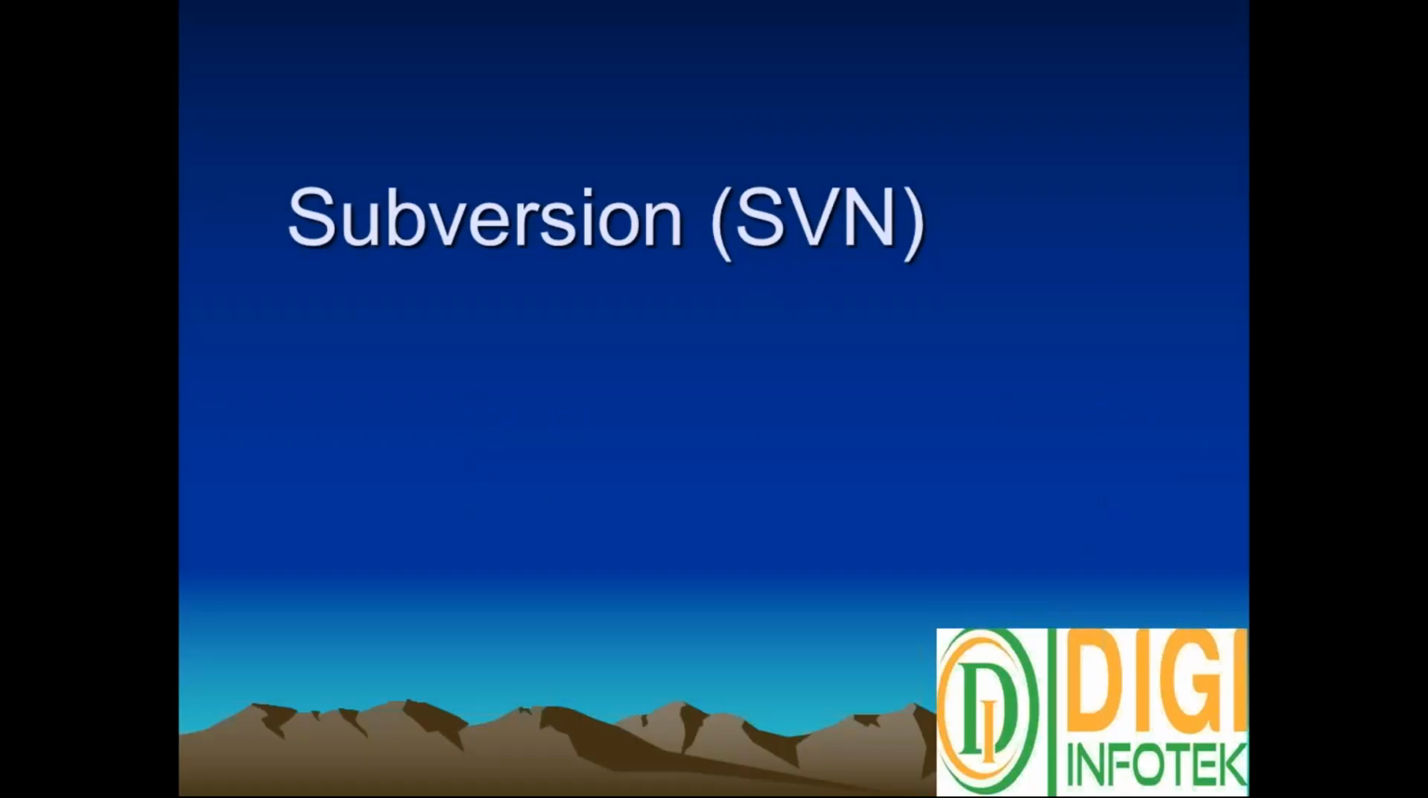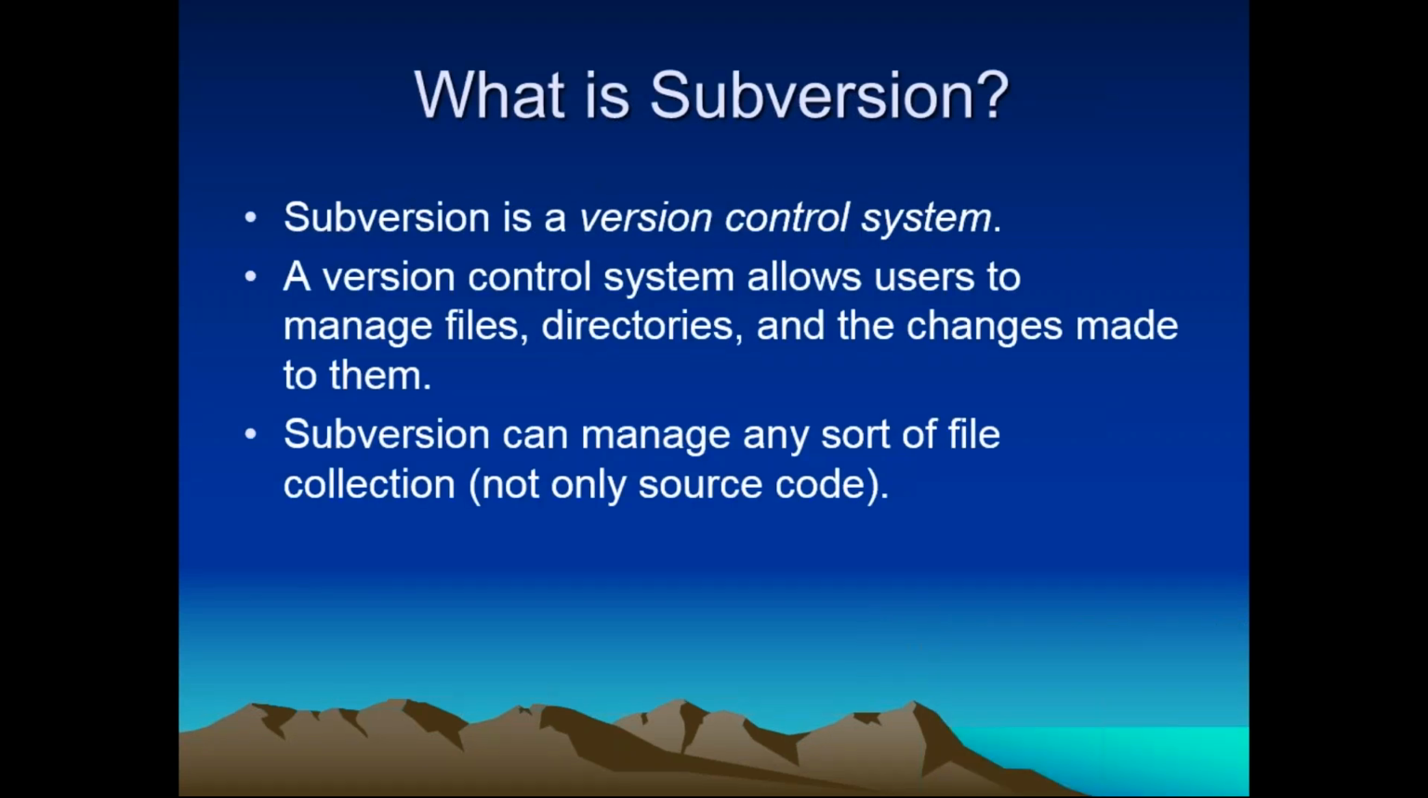So SVN. What is SVN? Subversion. What is subversion? It's a version control management. Exactly, a version management tool. Subversion is a version control system. A version control system allows the users to manage the files, directories, and the changes made in the files in the repository.